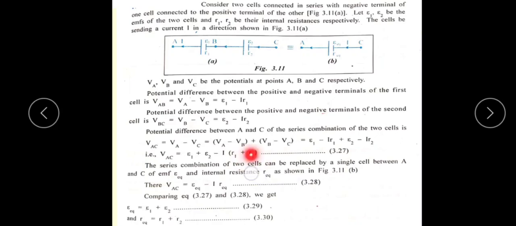Actually this is R2. So that is a print mistake. So make it correction: E1 plus E2 minus I into R1 plus R2. So this is equation number 3.27.